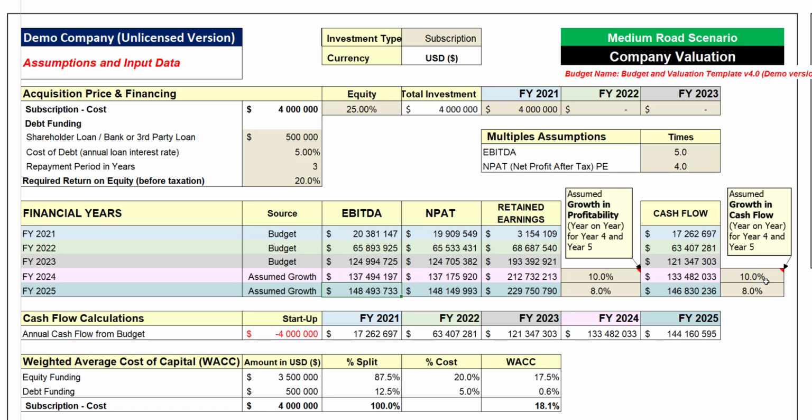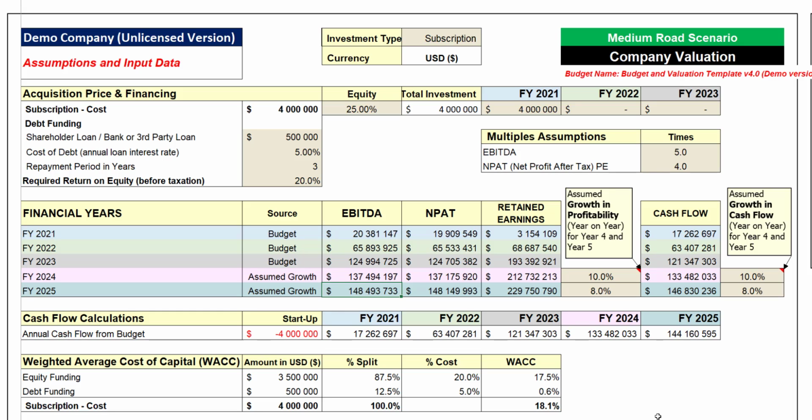So you may increase your profitability, but because you've increased their credit facilities for those customers, your cash might be less than the actual growth itself. So you make your assumptions for that. And then various calculations are done.